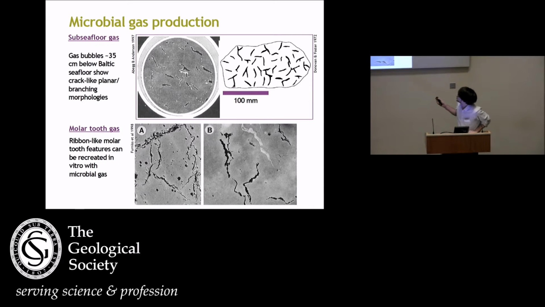And I compare them to these cracks in the Orcadian Basin. The same scale bar here applies to both images. They look pretty similar to me. So it's possible that some of the things that are described as cracks actually started out as gas voids. And the same has been suggested of molar tooth structures.